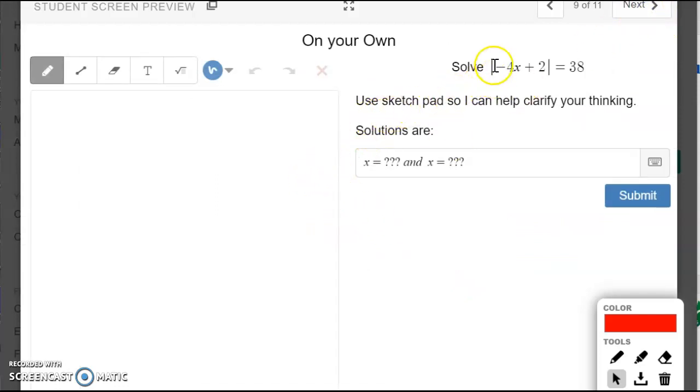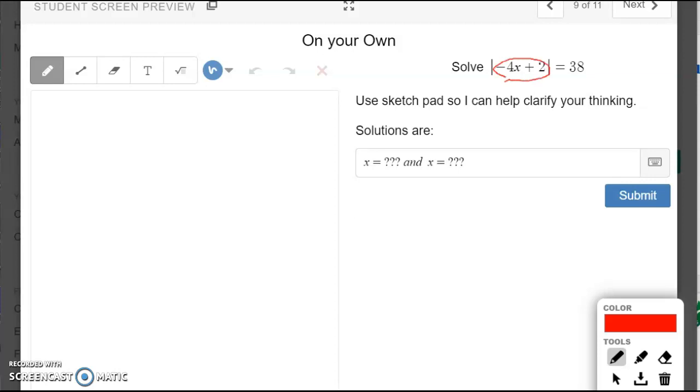Now we're solving the example problem. Absolute value of negative 4x plus 2 is equal to 38. Use the sketch pad so I can help you clarify thinking. Okay, so you can do your work here and then you write your final answer here. I am going to show my work below. So I know what's inside here could be positive or negative.